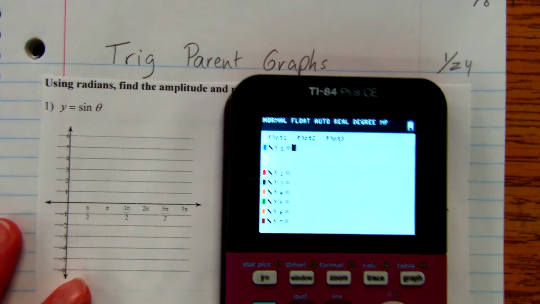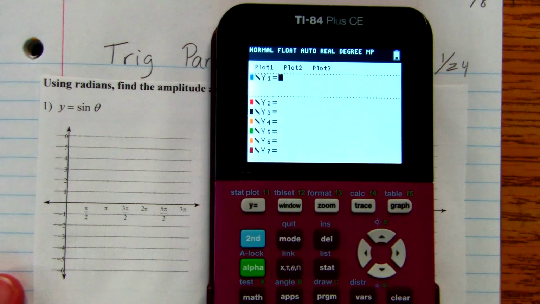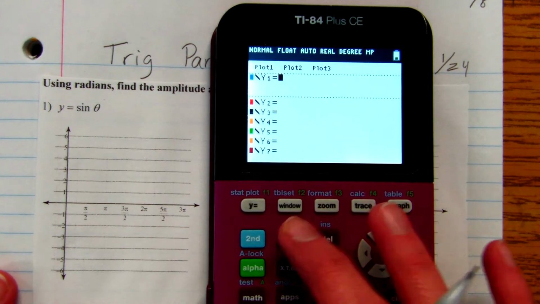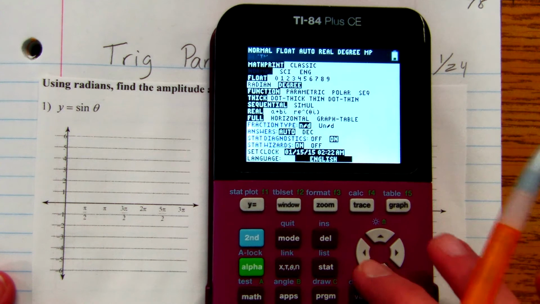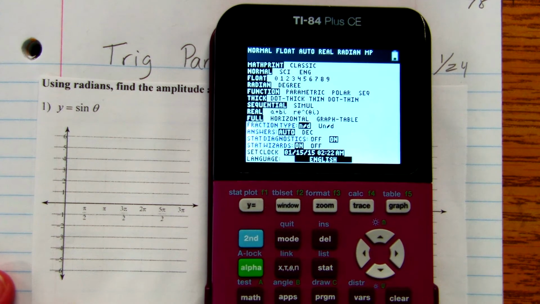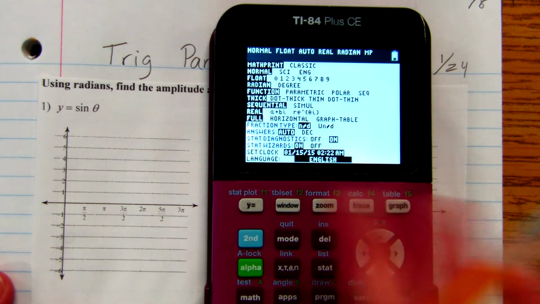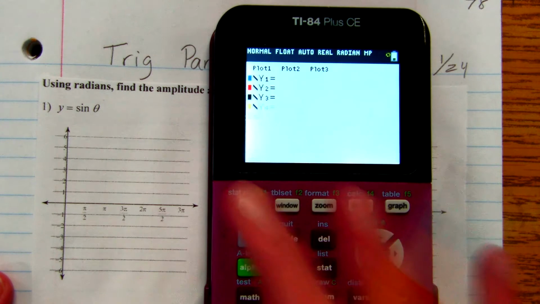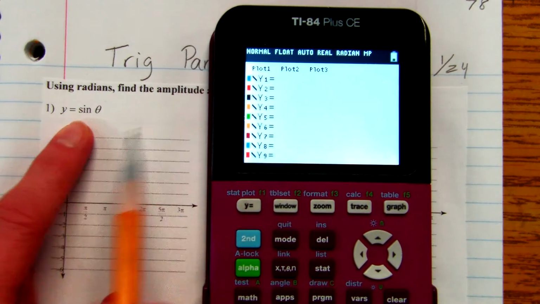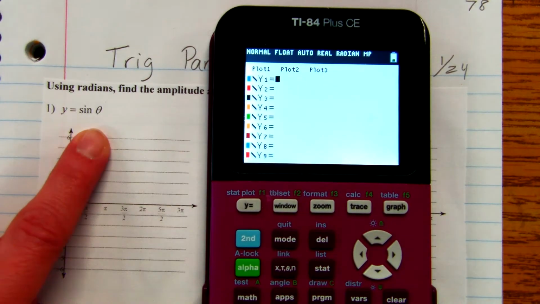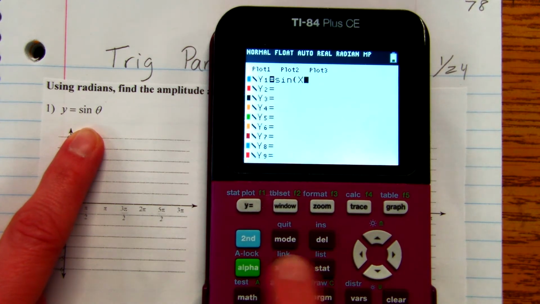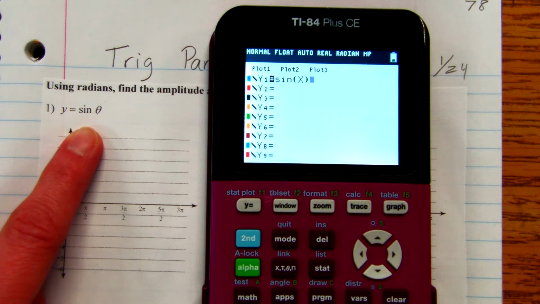So on your calculator, when you're graphing trig functions, you want to make sure that you are in radian mode. So if you just hit mode, you want to come down and make sure that radians are selected, not degrees. And then you go to your y equals menu to type this in. When it says sine theta, we are actually going to use sine x. So you hit sine and hit the x key like this.